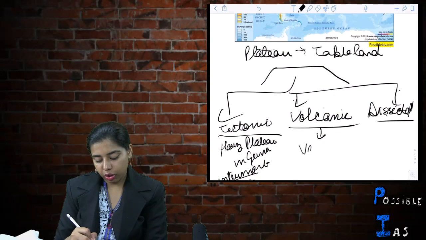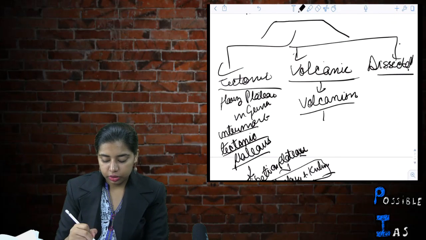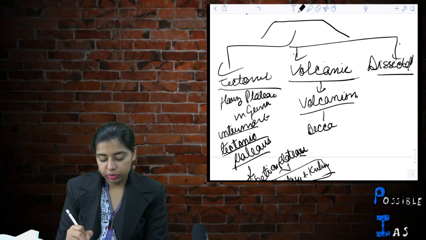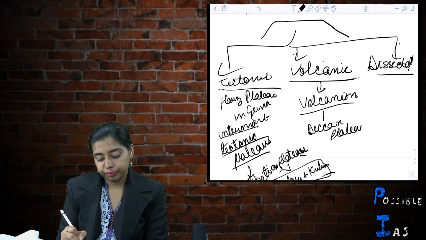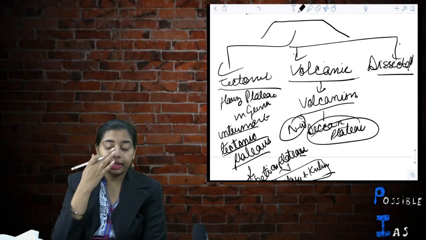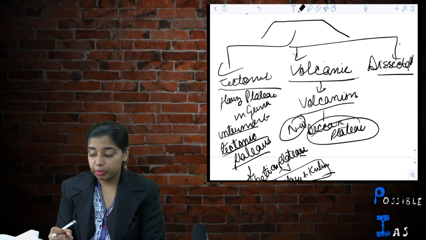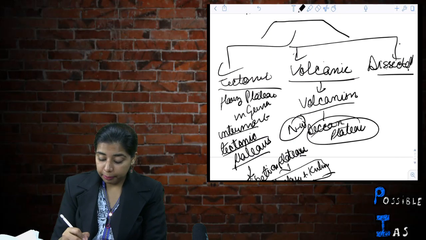Now what is a volcanic plateau? As the name suggests, it is formed because of volcanism. The example is there in India only, the Deccan plateau. The northwestern part of the Deccan plateau is the volcanic plateau. There are Deccan traps, like I told you in one of the previous lectures. These Deccan traps accumulated to form the Deccan plateau.